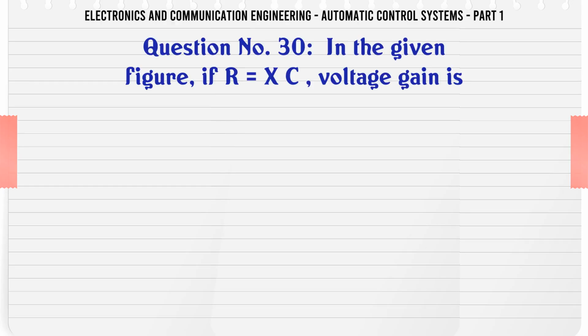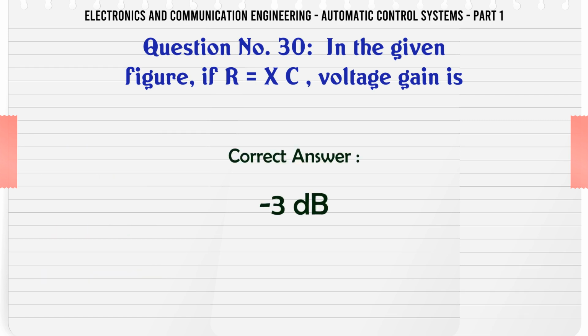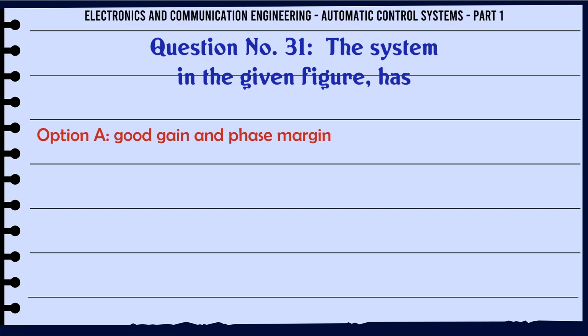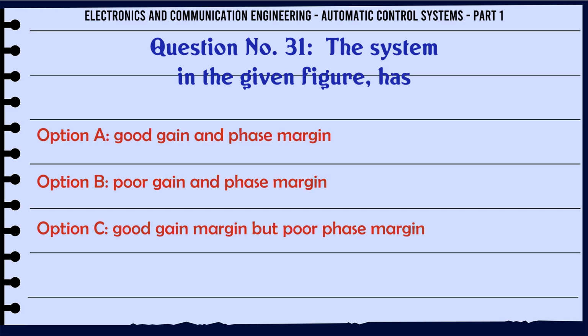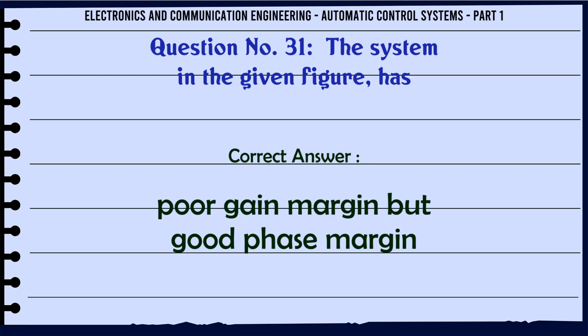In the given figure, the RC voltage gain is: A, 0 dB; B, 3 dB; C, 3 dB; D, 20 dB. The correct answer is 3 dB. The system in the given figure has: A, good gain and phase margin; B, poor gain and phase margin; C, good gain margin but poor phase margin; D, poor gain margin but good phase margin. The correct answer is poor gain margin but good phase margin.